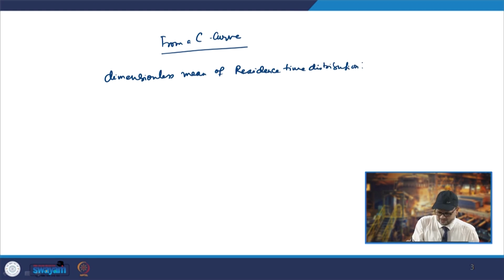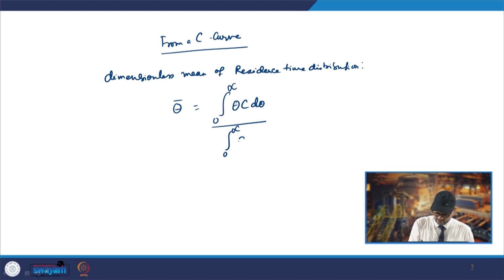So, in that case you have a dimensionless term which will come into the picture. That will be defined by theta bar, and you will calculate it as the integral from 0 to infinity of theta c d theta, divided by the integral from 0 to infinity of c d theta. In the same way, you have c dt, and here you have capital C. So, that is your dimensionless term. Then you calculate it as c theta d theta. That will be the dimensionless mean.